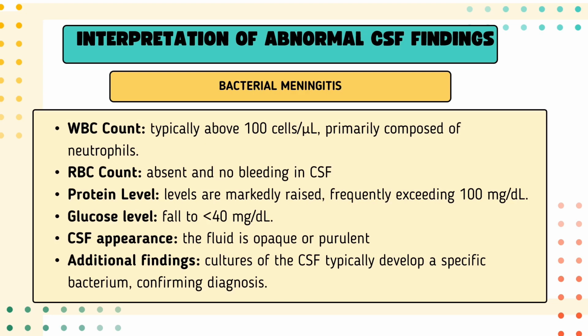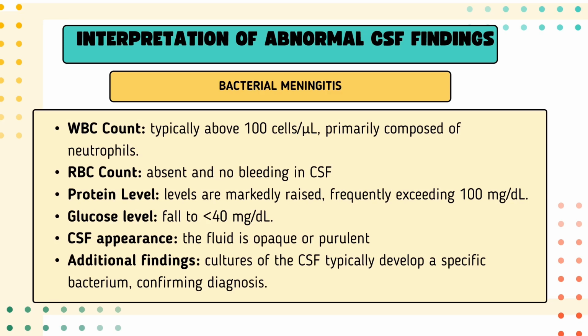RBC count, absent and no bleeding in CSF. For protein levels, due to the breakdown of the blood-brain barrier and the presence of inflammatory proteins, levels are markedly raised, frequently exceeding 100 mg per deciliter. For glucose level, as bacteria eat glucose, causing levels to fall to less than 40 mg per deciliter.